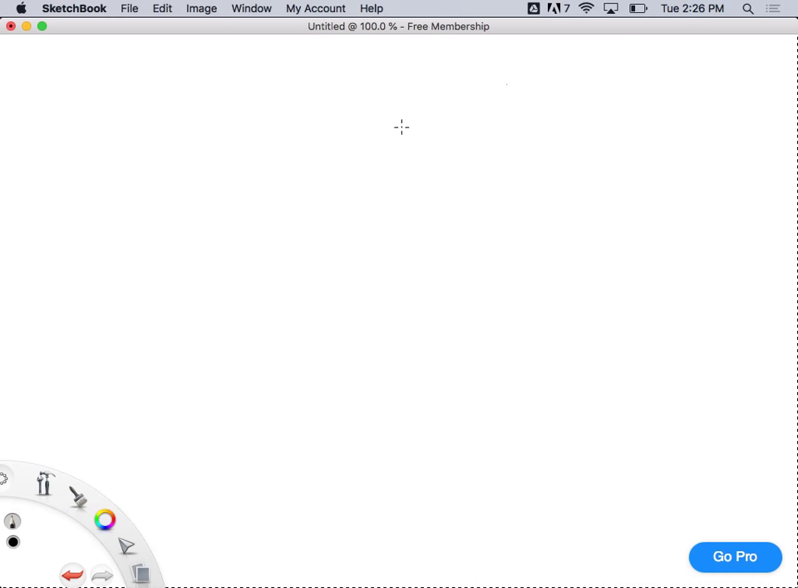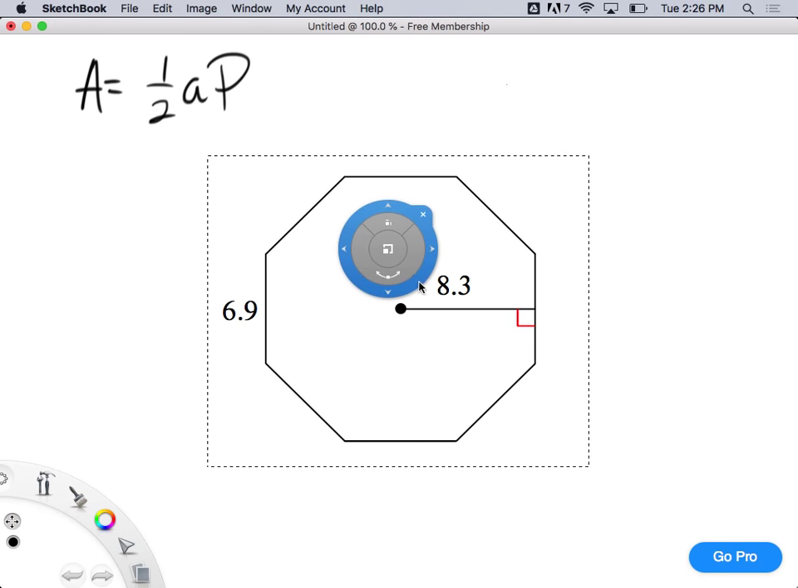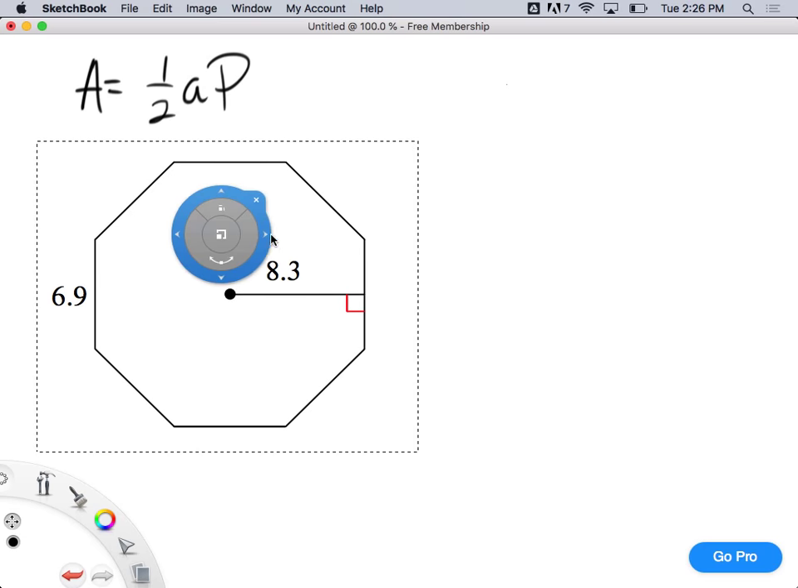Okay. So just to recap, look. The area of a polygon is 1/2 the apothem times the perimeter. Now, let's apply that rule in this problem.